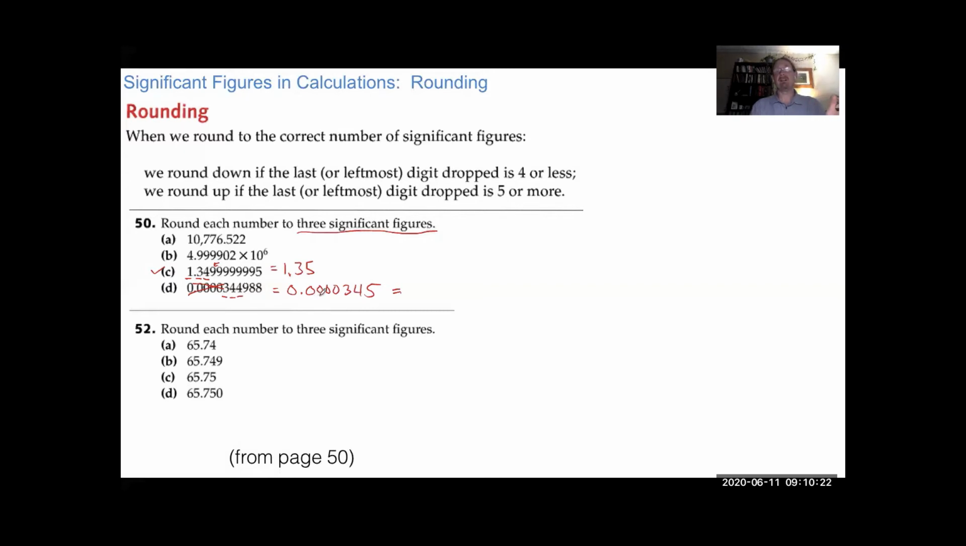Usually when there are zeros sitting there that are not significant, we try to clean them up using scientific notation. If I move that decimal place 1, 2, 3, 4, 5 positions, then I can use an exponent on 10 to indicate where that decimal is. 3.45 times 10 to the minus 5. Again, it cleans it up and gets rid of the non-significant zeros.